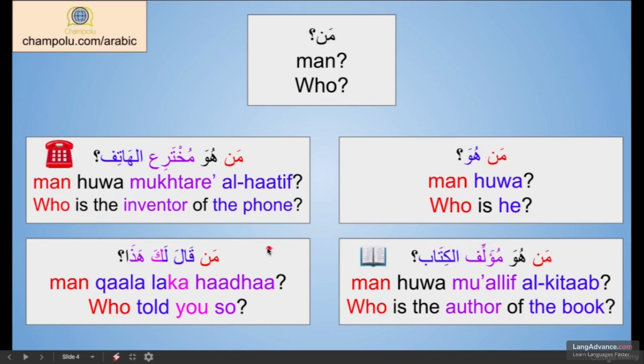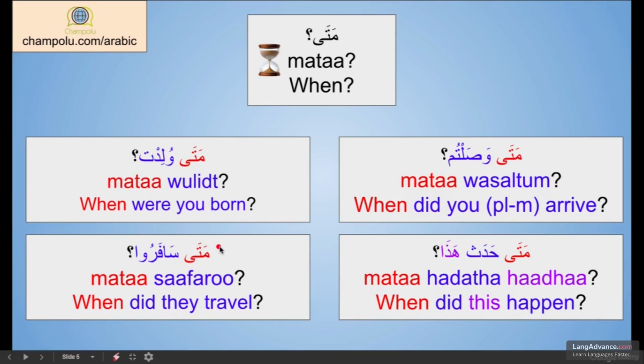Or we can have it in a question like this: من قال لك هذا? Who told you so? And then we have the question word متى, which means when. So you can ask the question like متى وصلتم? When did you arrive?